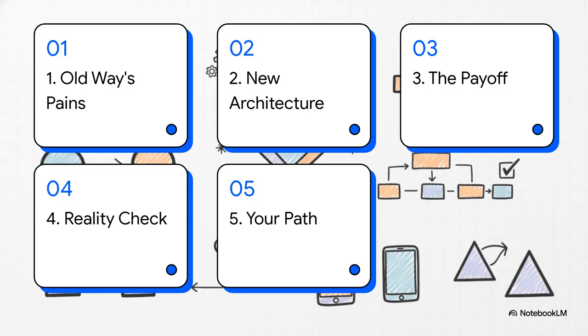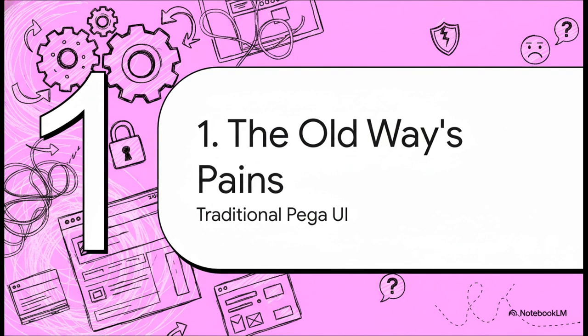We're going to start with the old way and its growing pains. Then we'll dive right into what makes Constellation so radically different. After that, we'll get to the good stuff, the payoff in speed and simplicity. We'll also do a quick reality check on the pros and cons. And finally, we'll chart out your path forward. Ready? Let's do this.